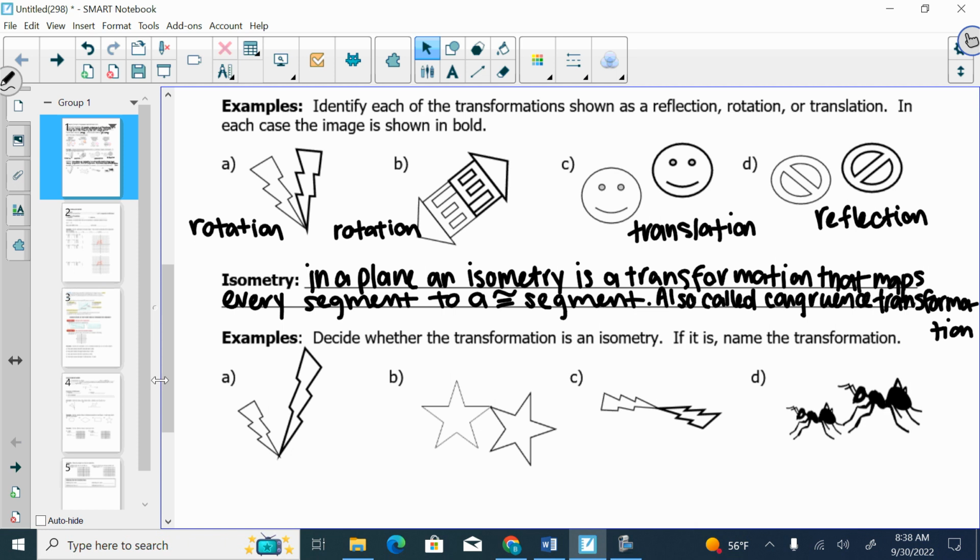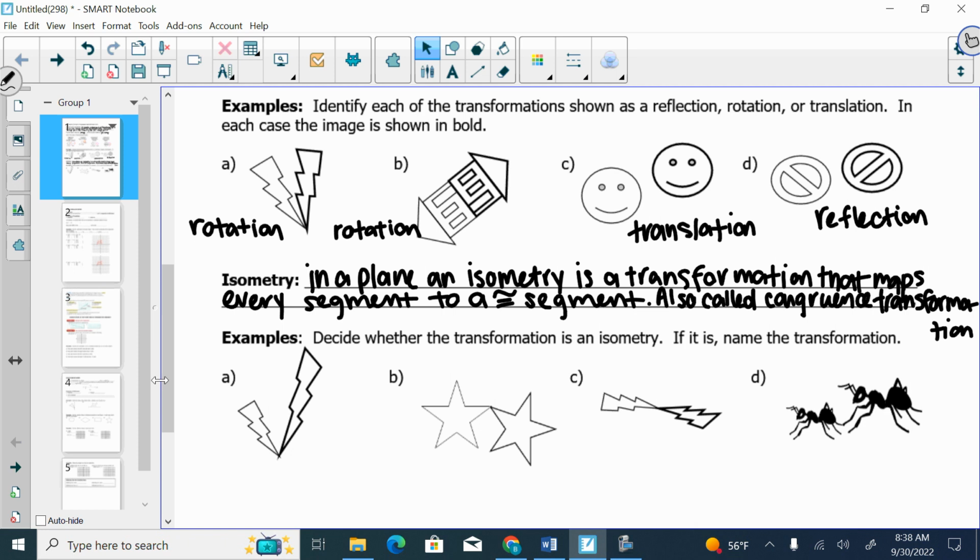So basically, in isometry, they're saying your figure can't change size. Everything has to still stay the exact same size. So there are some of our transformations that will not show isometry, right? Like dilation, things are getting bigger and smaller. They're no longer congruent.